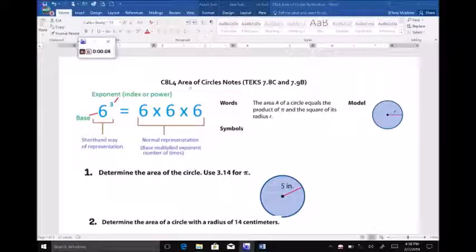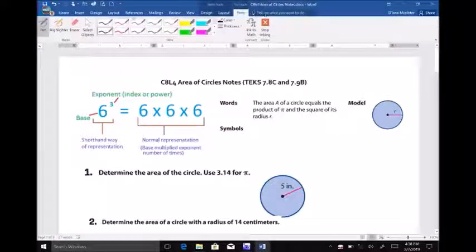Today we are going to be finding the area of circles. We have previously talked about finding the circumference, which is the perimeter around a circle, but today we're going to be finding the area, which is the space inside of the circle. There are a few things I want to cover first.